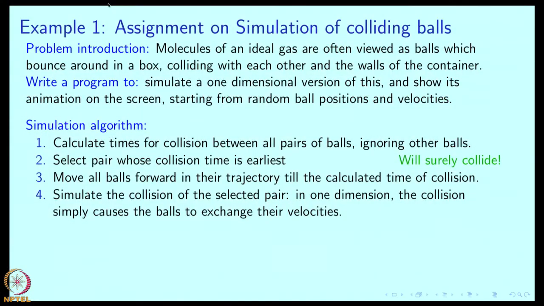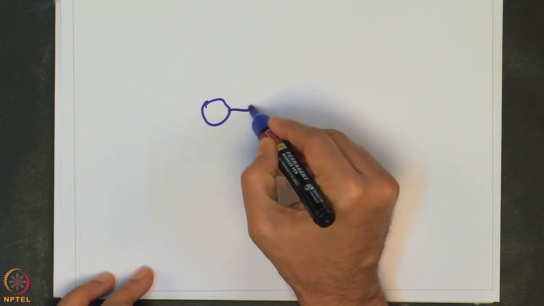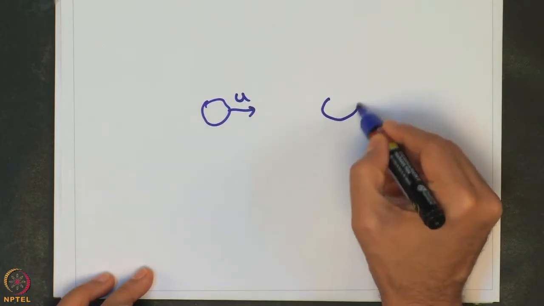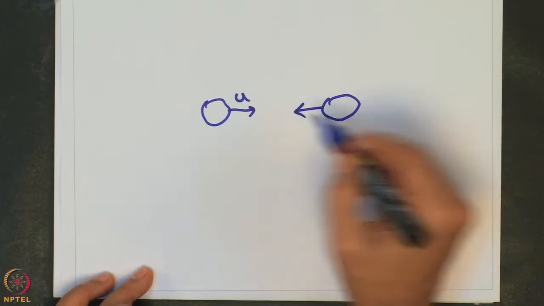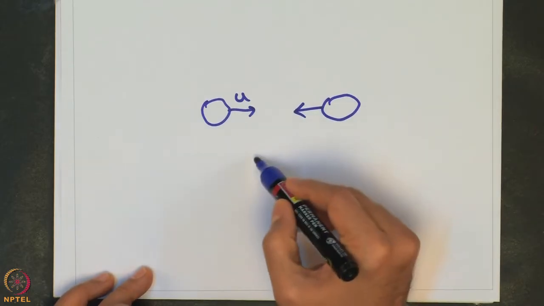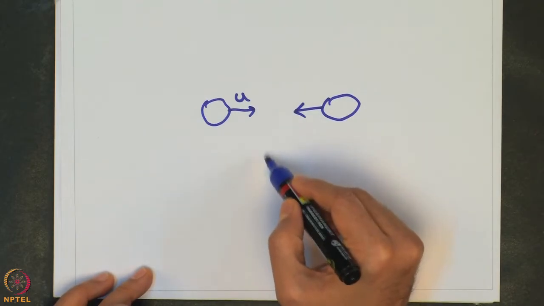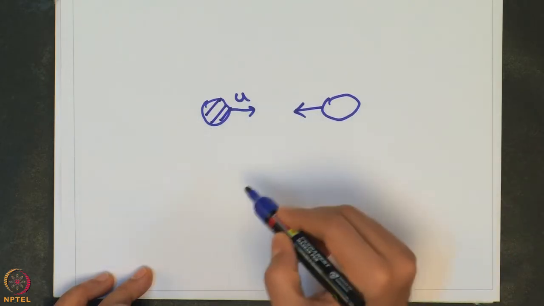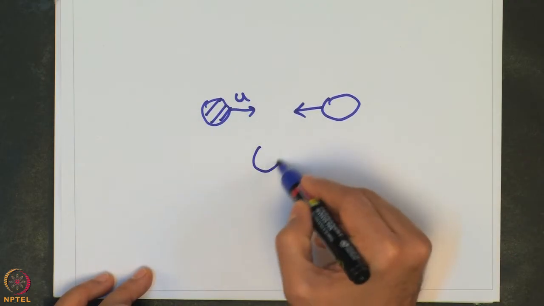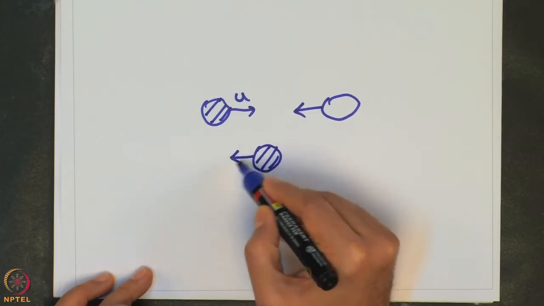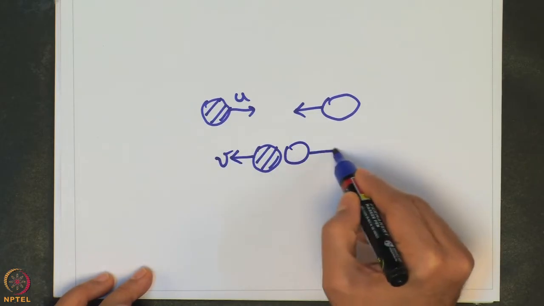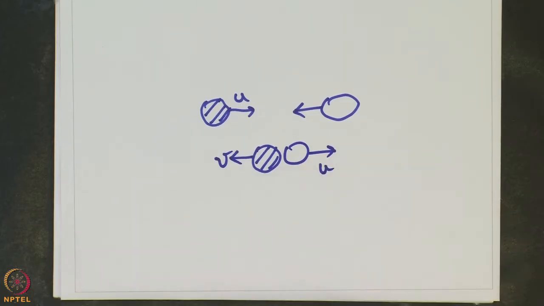So what happens in collisions? So again, the physics here is very simple, which is why we are doing this in one dimension. So let me show you. So in this case, if you have a ball and this has some velocity u, and I have a ball over here which has some velocity v, and they approach and they collide, then after the collision, what is going to happen? So say this is some cross-hatched ball, and after the collision, this ball is going to have velocity v, and this ball is going to have velocity u.